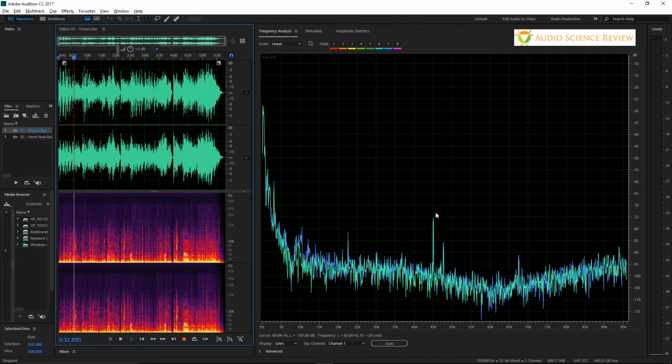This, what I call an idle tone or beacon, is sitting here at around 45 kilohertz. It has nothing to do with the music. It's what we call not correlated with the music. And it's just sitting there. It's a pure tone, a single frequency. What's the cause of it?